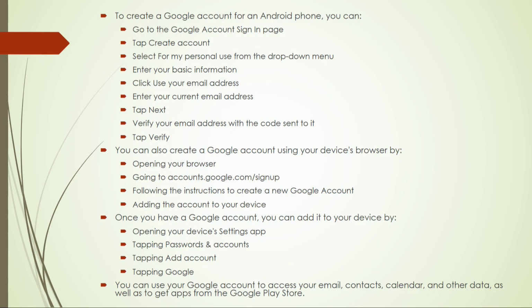You can also create the Google account by using the device's web browser if you'd prefer to do it that way. So you would open up your browser and go to accounts.google.com/signup, follow the instructions to create the Google account, and then you would add the account to your device. Once you have the Google account, you can add it to your device by opening up the device settings, tapping passwords and accounts, and then tap add account, and then you'll enter in that new Google account information, and it will link that to your phone.